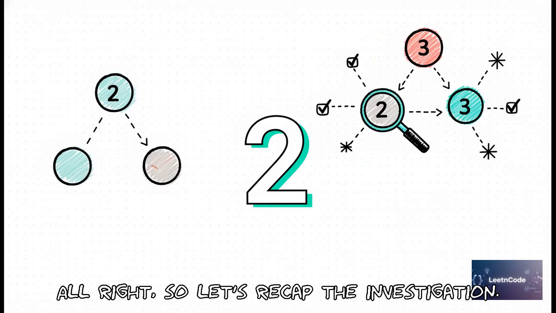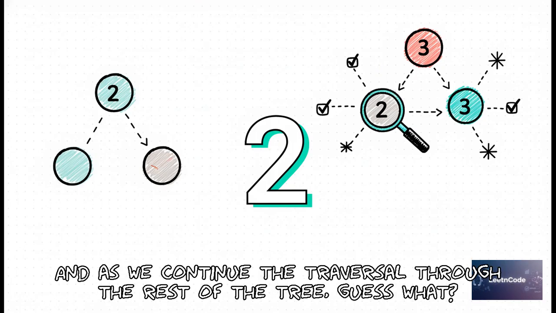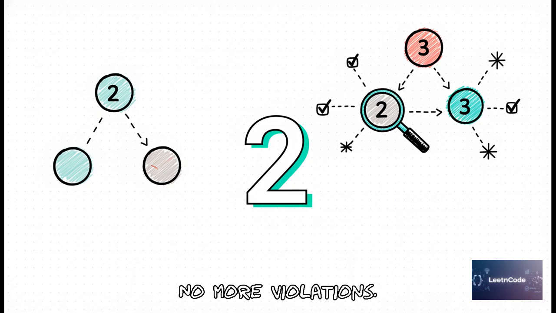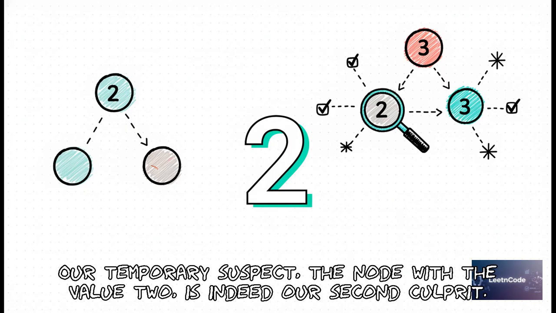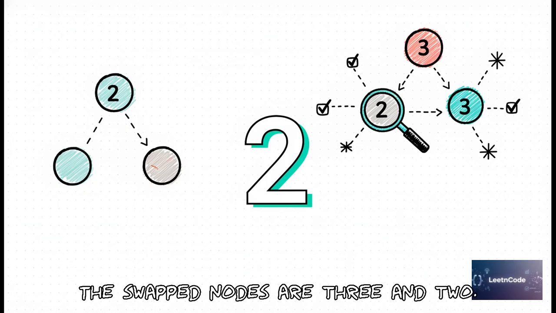All right, so let's recap the investigation. That first violation immediately told us our first culprit was the node with the value 3. And as we continue the traversal through the rest of the tree, guess what? No more violations. Everything else is in order. So that confirms it. Our temporary suspect, the node with the value 2, is indeed our second culprit. We've got him. The swapped nodes are 3 and 2.